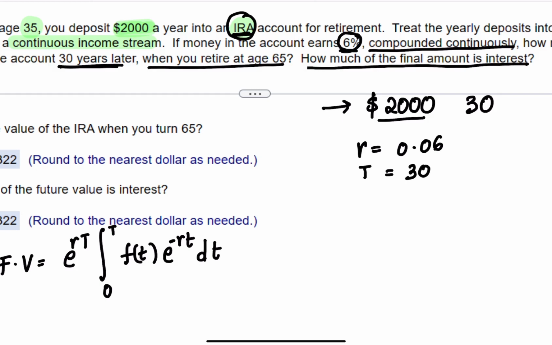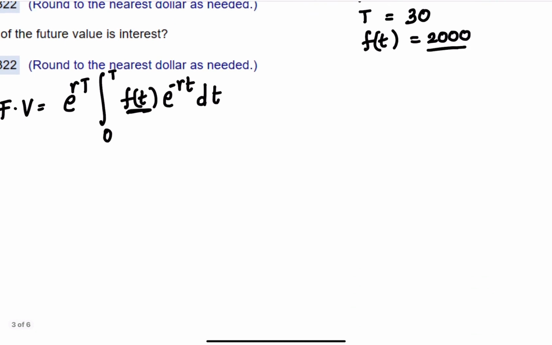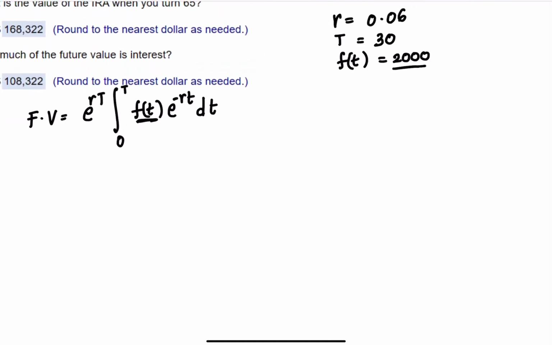And what else do you need? Your f of t, your function, your initial value here is $2,000. So you're investing $2,000. This has been compounded continuously. You're trying to see what's going to happen. What's the future value after 30 years? That's exactly what you're doing. Again, you will go ahead and use your integral. Let's plug all of this in here.